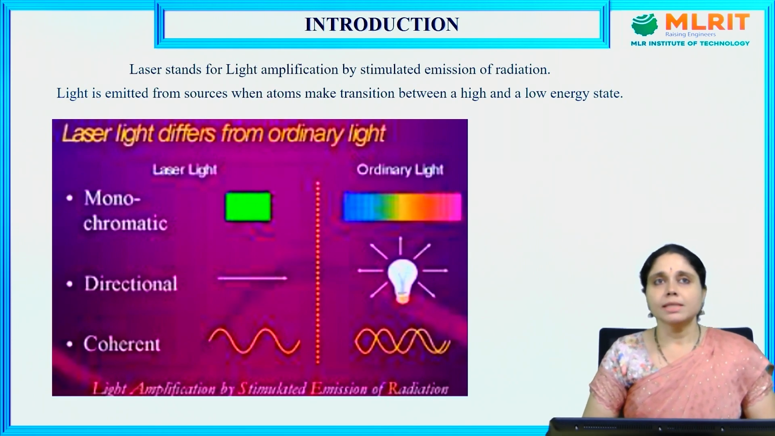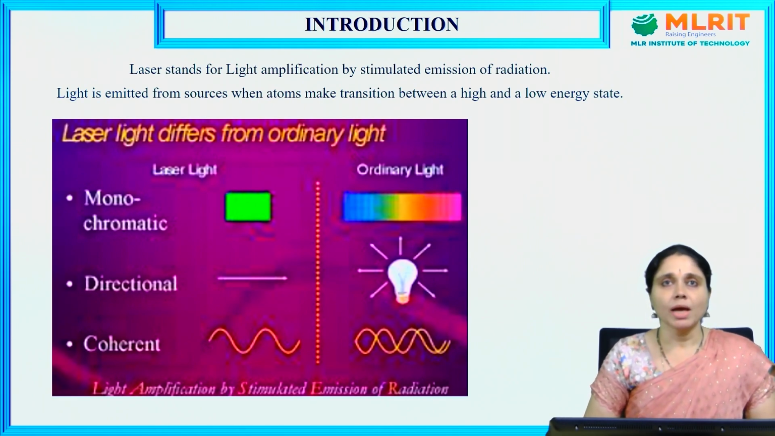See here, laser stands for light amplification by stimulated emission of radiation. Light is emitted from sources when the atoms make transition between higher and lower energy states. See the diagram over here. Laser light differs from ordinary light. Laser light is monochromatic, directional and coherent. We'll see about all these in later slides.